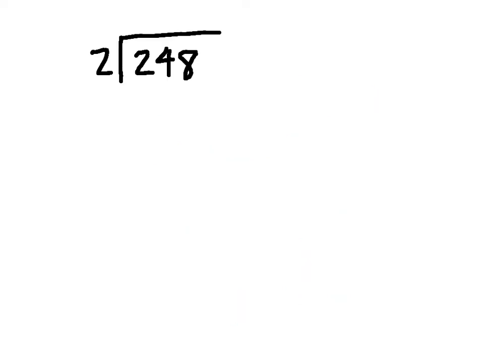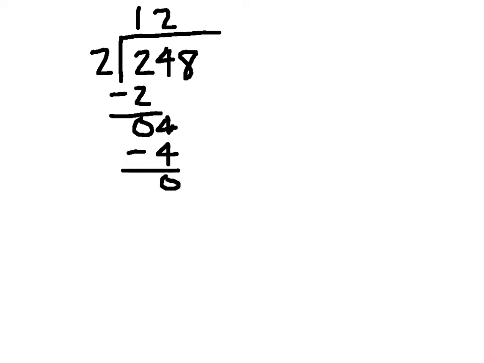With our column division approach, we've got 248 divided by 2. 2 goes into 2 once. 1 times 2 is 2. 2 minus 2 is 0. Bring down the 4. 4 divided by 2 is 2. 2 times 2 is 4. 4 minus 4 is 0. Bring down the 8. 8 divided by 2 is 4. 4 times 2 is 8. 8 minus 8 is 0.